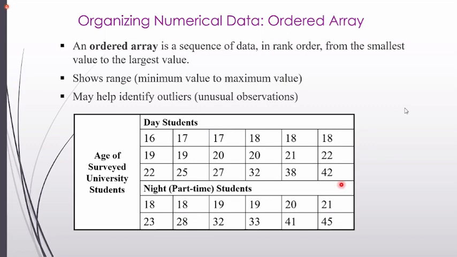And the nighttime students, part-time students, ages range from 18 to 45. Right? Now, for the time being, you leave the outliers. It is very difficult to identify whether we have outliers because 16 to 42 are almost close to each other. So leave that one. Now we can identify the range clearly. So the age of the day students ranges from 16 to 42 years, and the nighttime students' age ranges from 18 years to 45 years. This is what we can get from the ordered array, right?